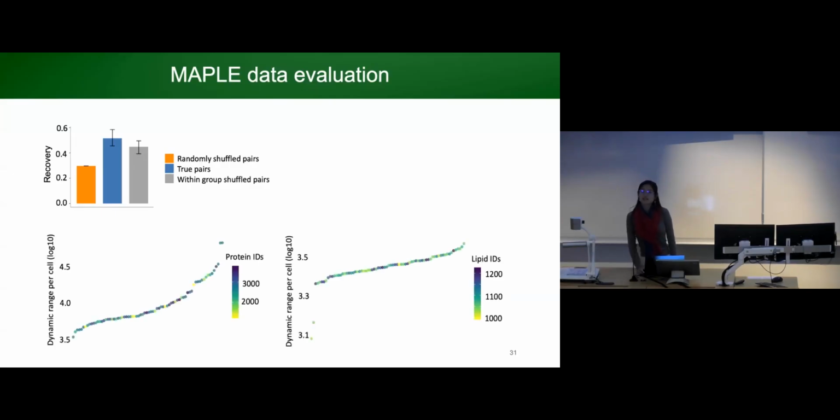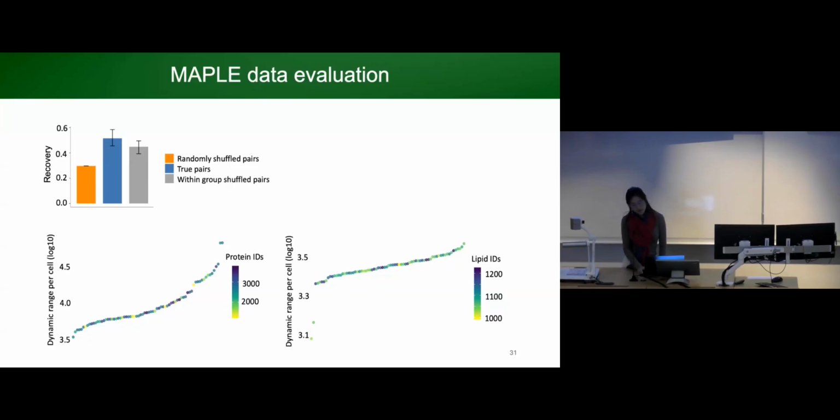Then taking a look at the actual features that we get, overall for proteomics, we're getting about 2,500 IDs from each individual cell and an average of 4 magnitude dynamic range for protein. And then for lipid, we're getting about 1,000 or so features. I will say that out of those, only 200 or so are actually annotated features. And then we're getting about 3 magnitude dynamic range.